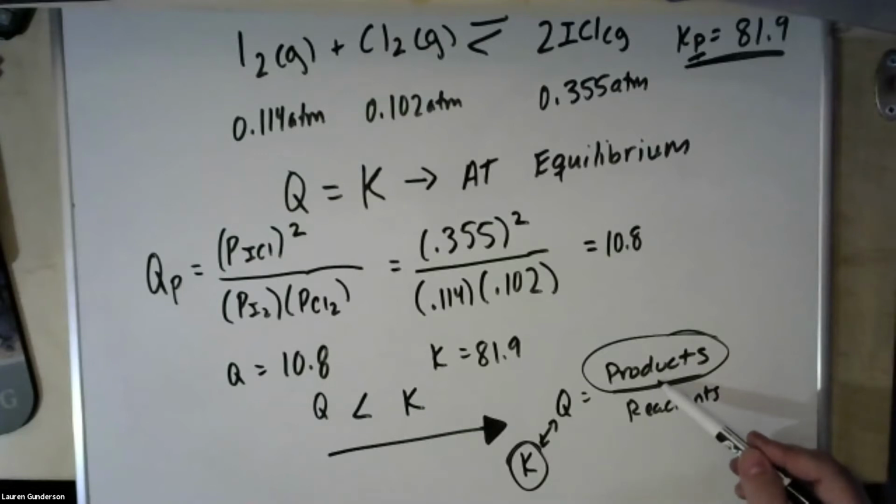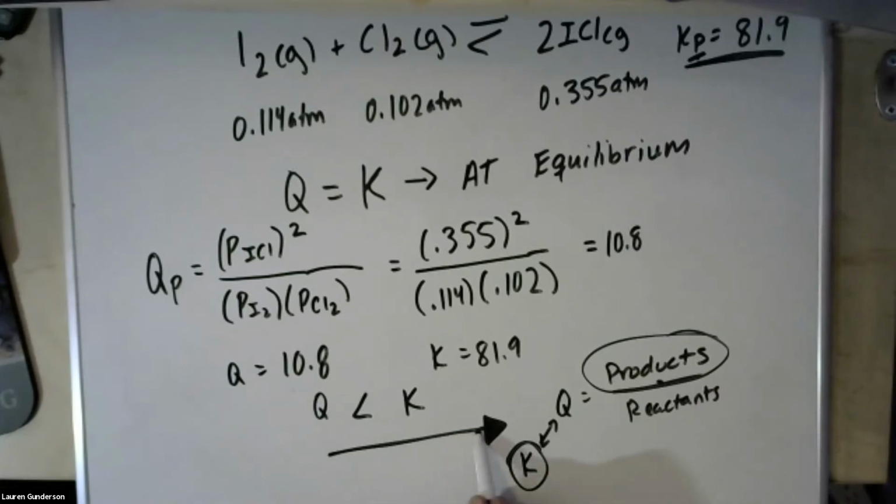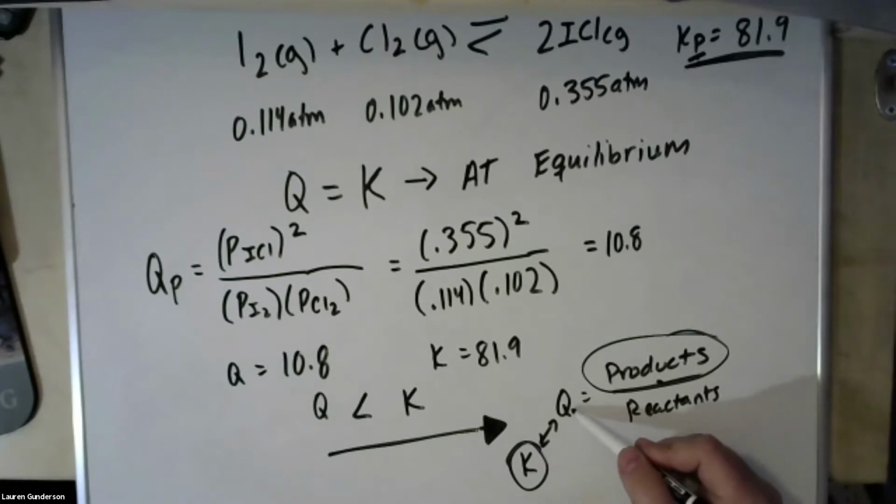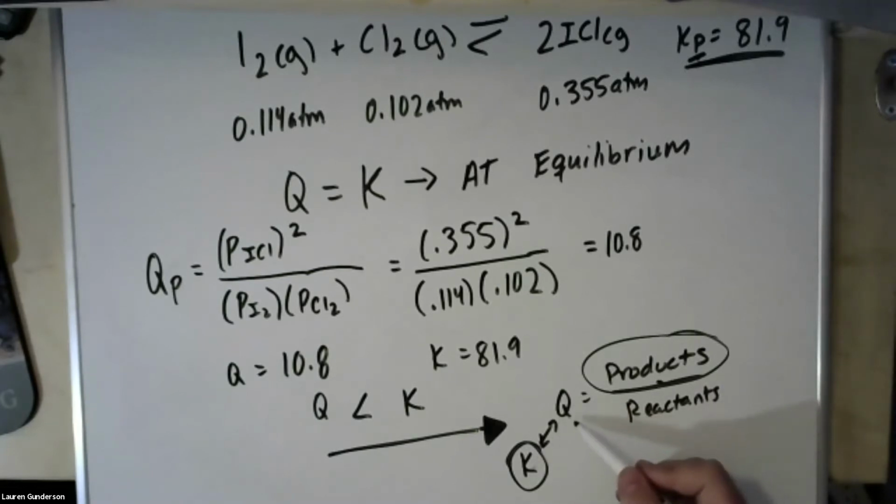Well, my numerator can only get bigger if I make more products. So that means that the reaction has to go in the forward direction so I can make more products, so my Q value can get bigger, and it can eventually equal K.